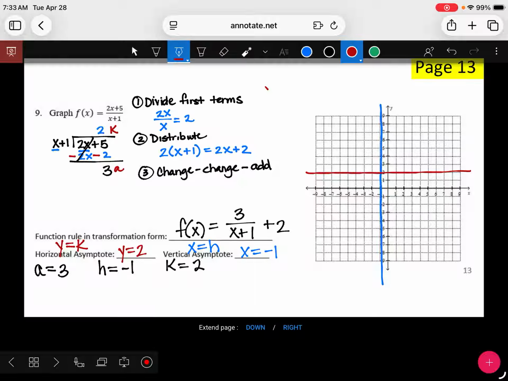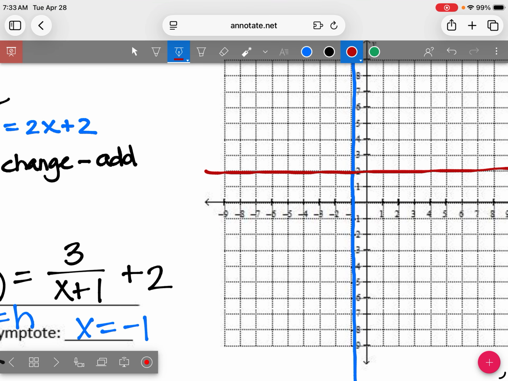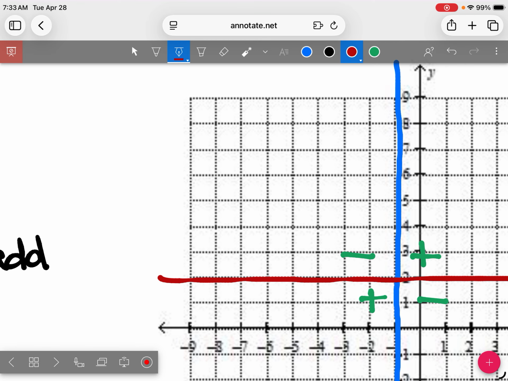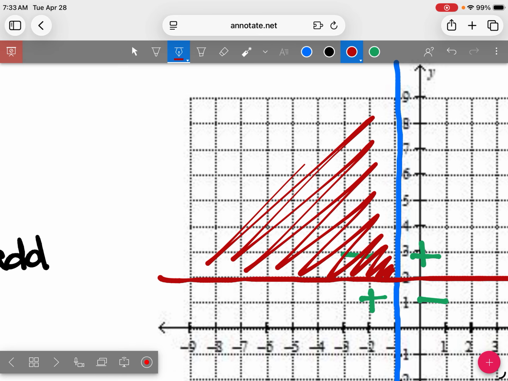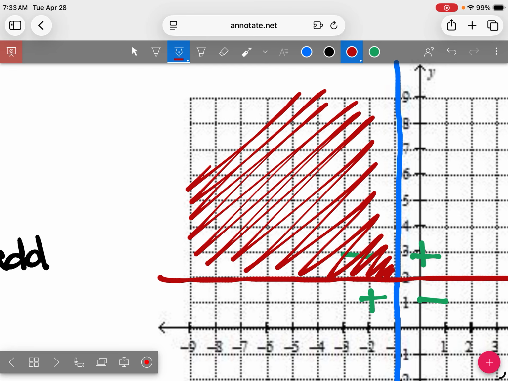Okay, now go to the cross. Wait, before we do that, let's do our plus, plus, minus, minus. Plus, plus, minus, minus. So A is positive. So because A is positive, I'm not using this area. I'm going to color this in. I'm not using that.